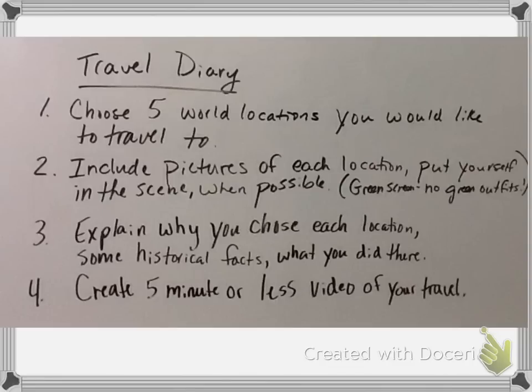Let's say you choose the travel diary. That's another option. What I would like you to do is choose 5 world locations you would like to travel to. Whichever ones you pick are up to you. Yes, the United States is a possibility, but no more than 2 of your 5 can be United States locations. I want you to include pictures of each location, and put yourself in the scene when possible.